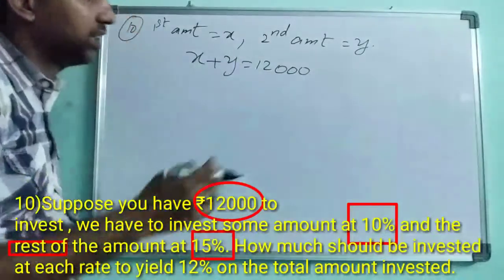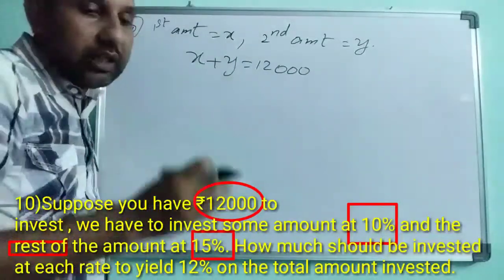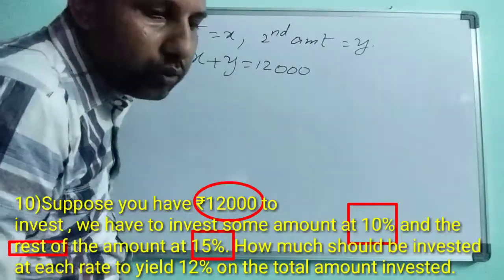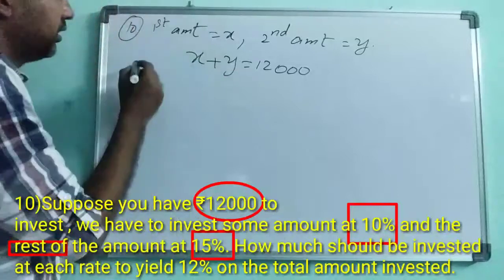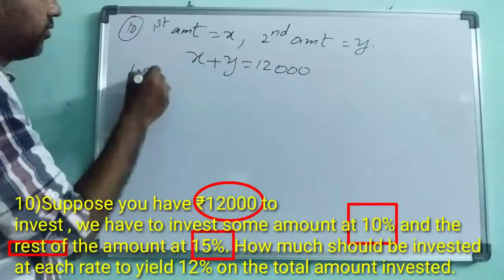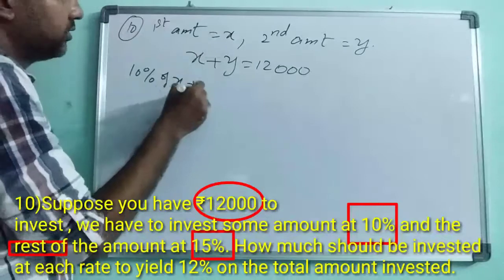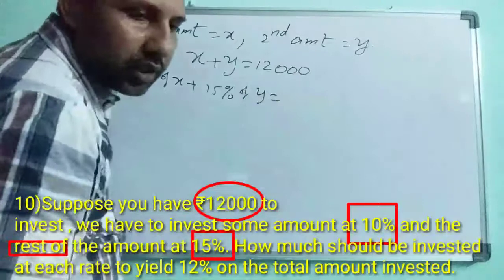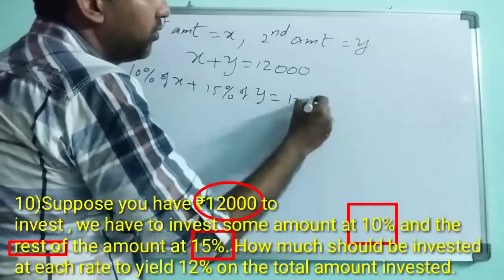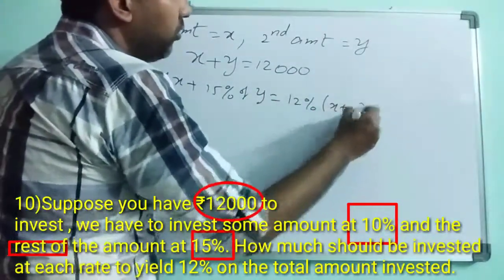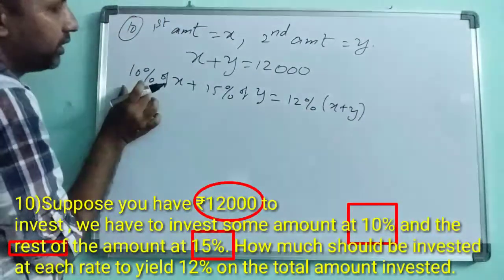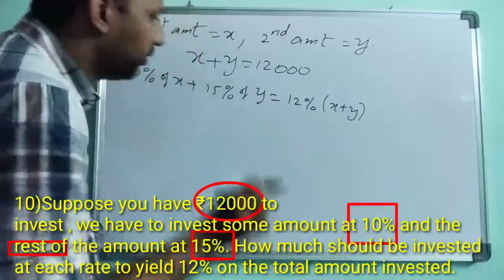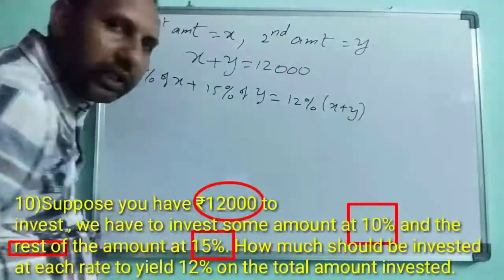It is just like the previous sum, where X plus Y was 100 ml. Here X plus Y is equal to 12,000. Next there is a condition. You have to invest some amount at 10%. So 10% of X plus 15% of Y is equal to 12% of X plus Y. The first amount is invested at 10%, the rest at 15%, and totally we have to get 12%.